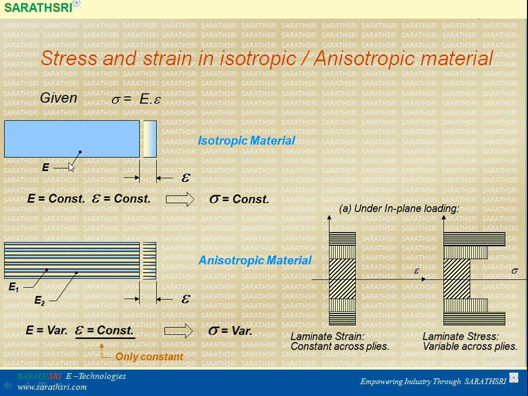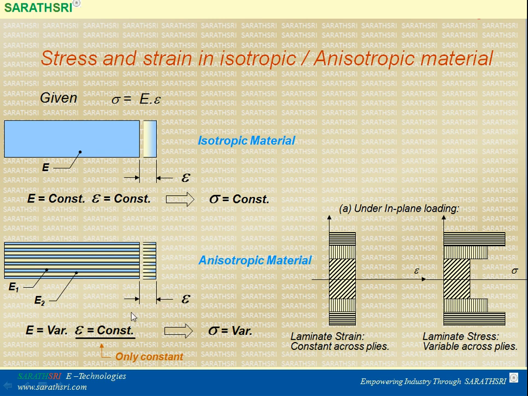In case of isotropic material subjected to axial load, based on Hooke's law, stress is proportional to strain. In other words, stress is equal to Young's modulus times strain. Here strain is constant for a given load and Young's modulus is constant, so obviously the stress is constant across the section in the isotropic material.